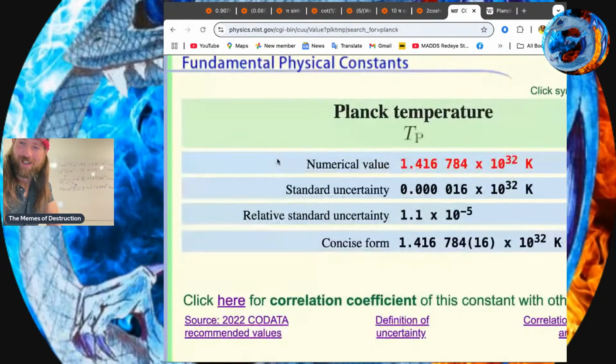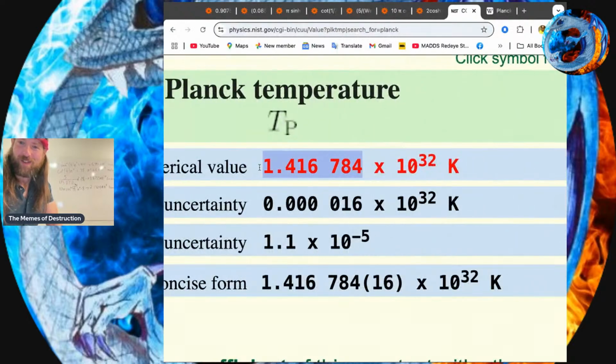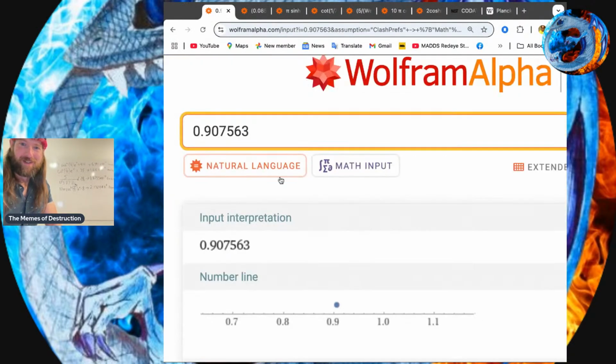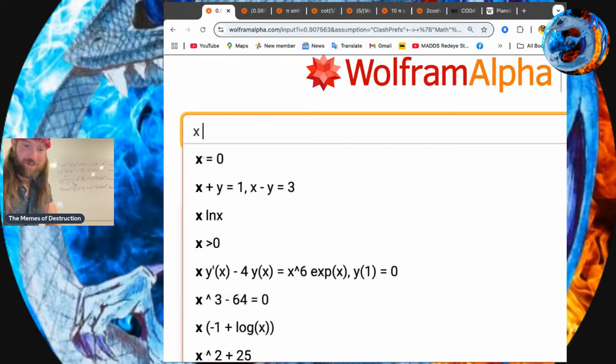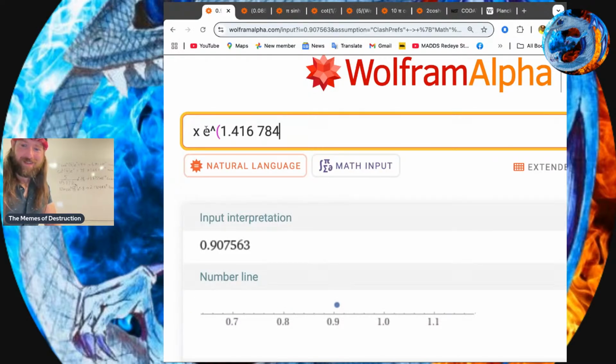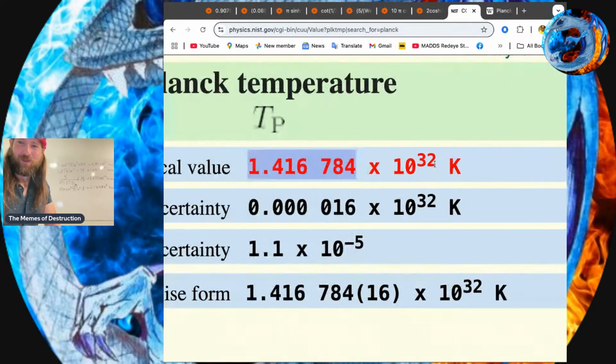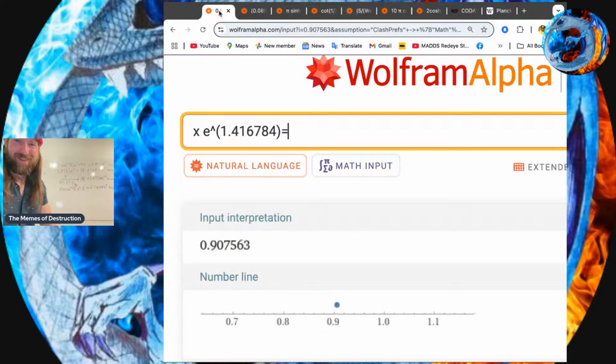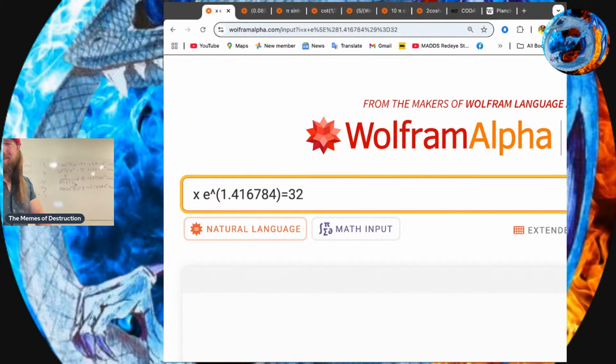Planck temperature. All right. So again, we're going to do our same little thing here. I'm just going to copy a string of digits. Be a savage person and just do x, e raised to this string of digits. I'll close the parentheses over there. And this was at 10 to the 32 Kelvin. That's very hot. All right, so magnitude of 32. Searching.